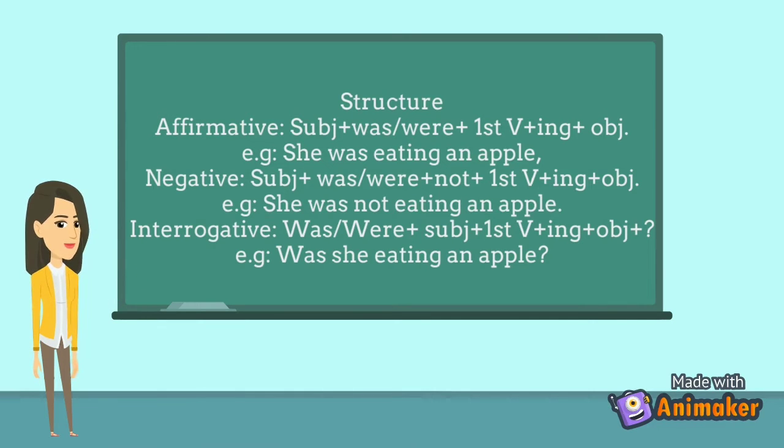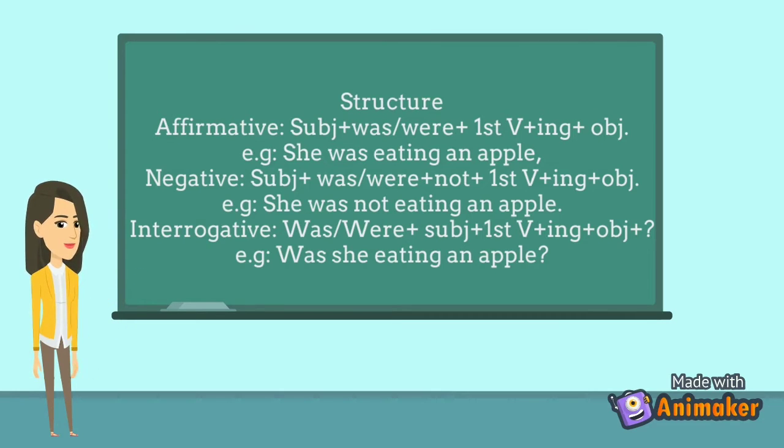Now, coming towards the structure of past continuous tense. Again, we have three further types: affirmative, negative, and interrogative. Affirmative, or the simple sentences. In these sentences, we use subject plus was or were according to the subject. Then we use first form of verb with ing, and then we have the object. The example is given: she was eating an apple.